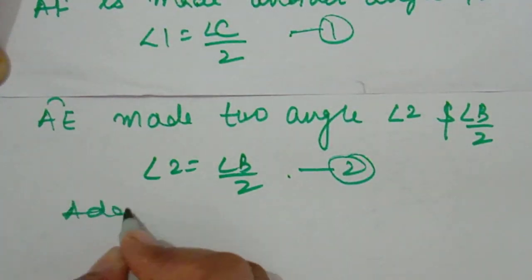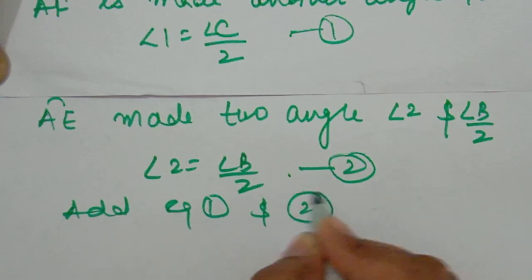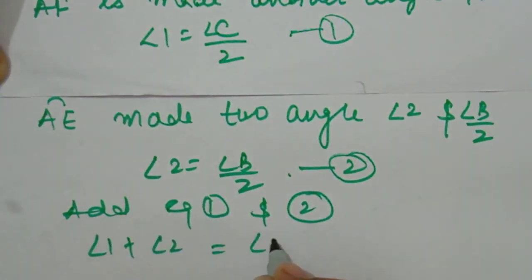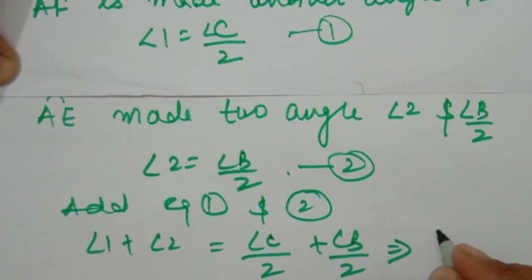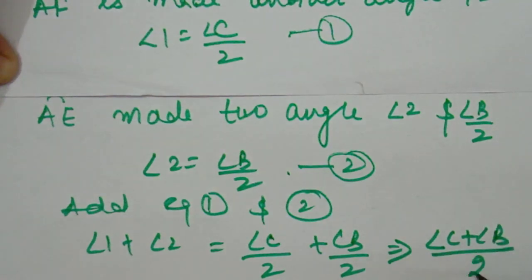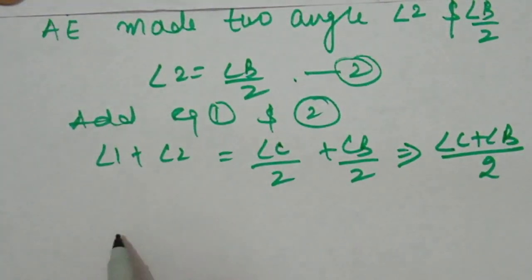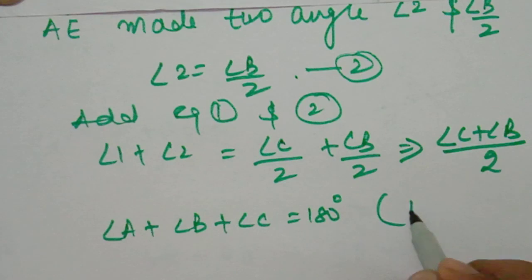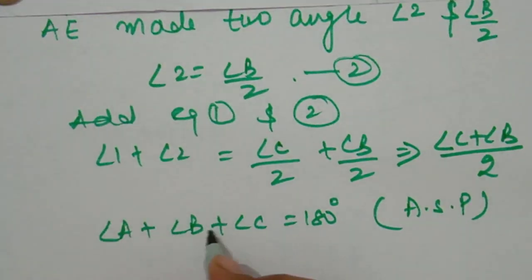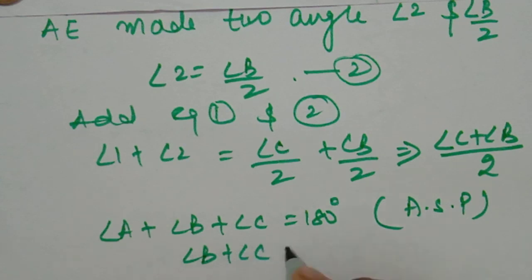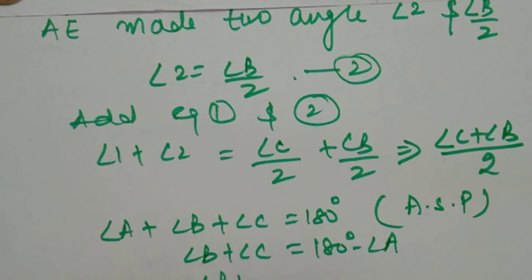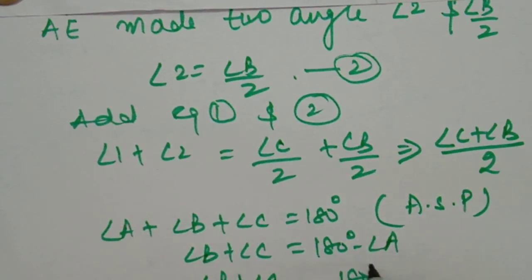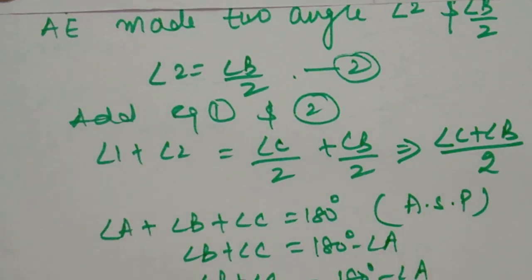Add equation number 1 and 2. Angle 1 plus angle 2 is equal to angle C by 2 plus angle B by 2. We will take LCM, which is (C plus B) divided by 2. So students, we know it very well that angle A plus B plus C is equal to 180 degrees because of the angle sum property. So what is the value of B plus C? Angle B plus C is equal to 180 degrees minus angle A. So half of B plus C is 90 degrees minus half of angle A.